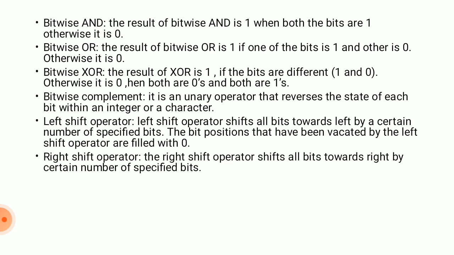Okay, next bitwise complement. Bitwise complement is again a unary operator that reverses the state of each bit within an integer or a character. So it just reverses the state of each bit in the integer or character. Suppose the bit is 1, then it reverses the result of that bit to 0. If the bit is 0, then the reverse of that bit is 1. That is the complement of each bit, that is bitwise complement.